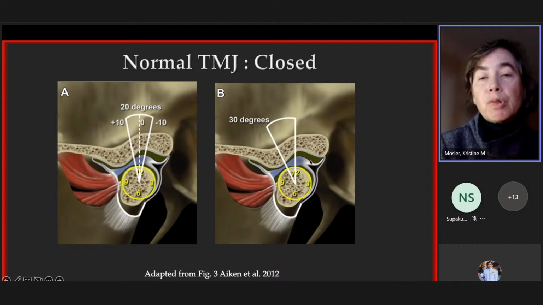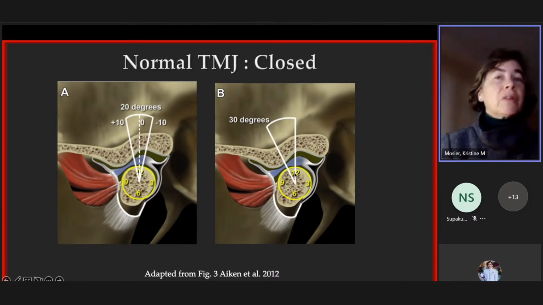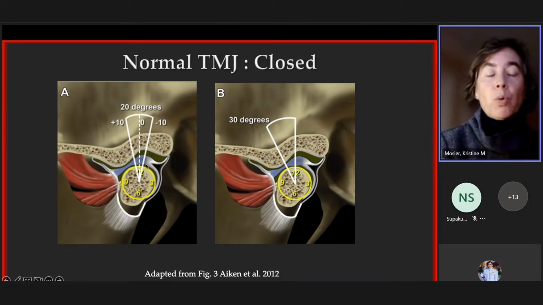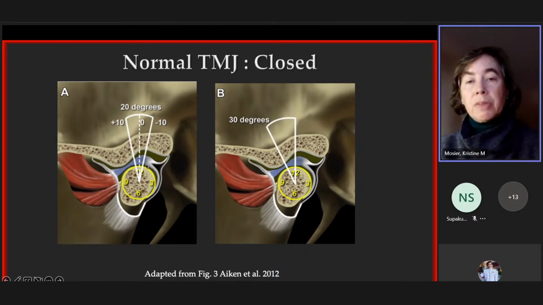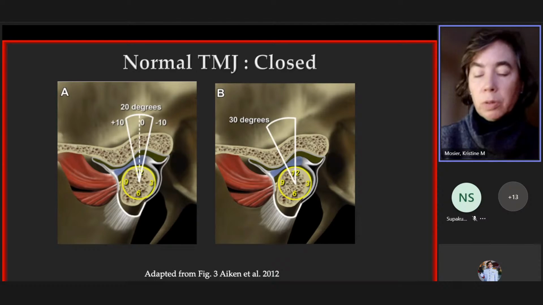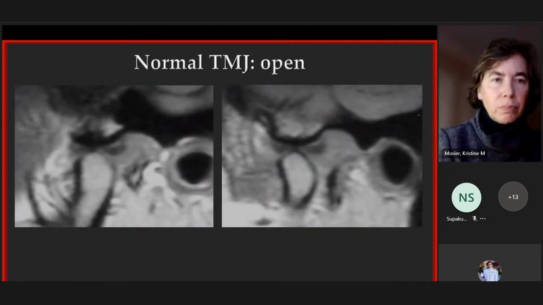Even if the posterior band is about 30 degrees in front of this height of the condyle, that's still within the range of normal. So at the 0 degree point, or the height of the condylar head, or the 12 o'clock position, to 30 degrees anterior would be considered a normal joint, or a normal meniscus position.